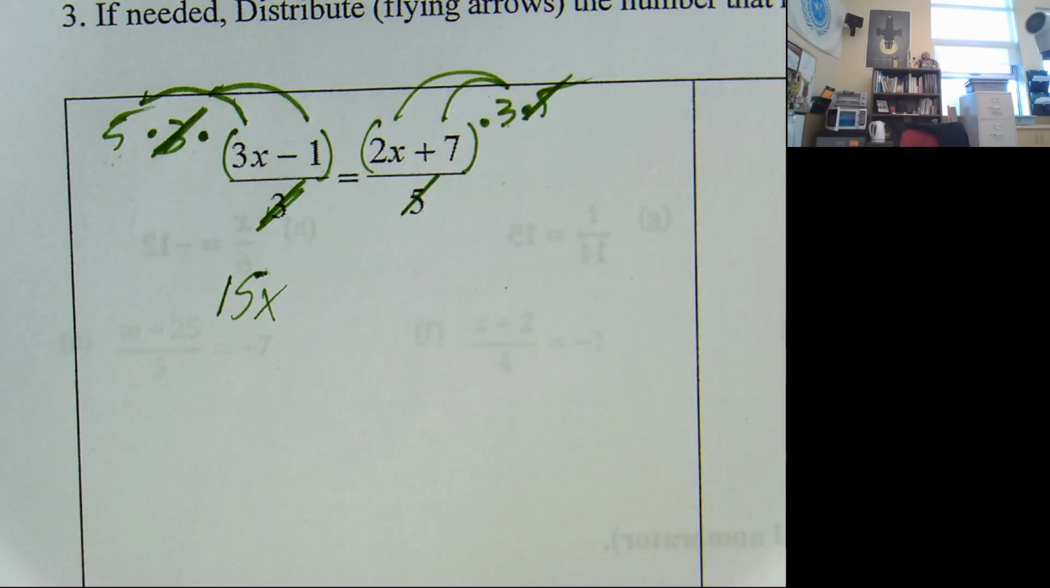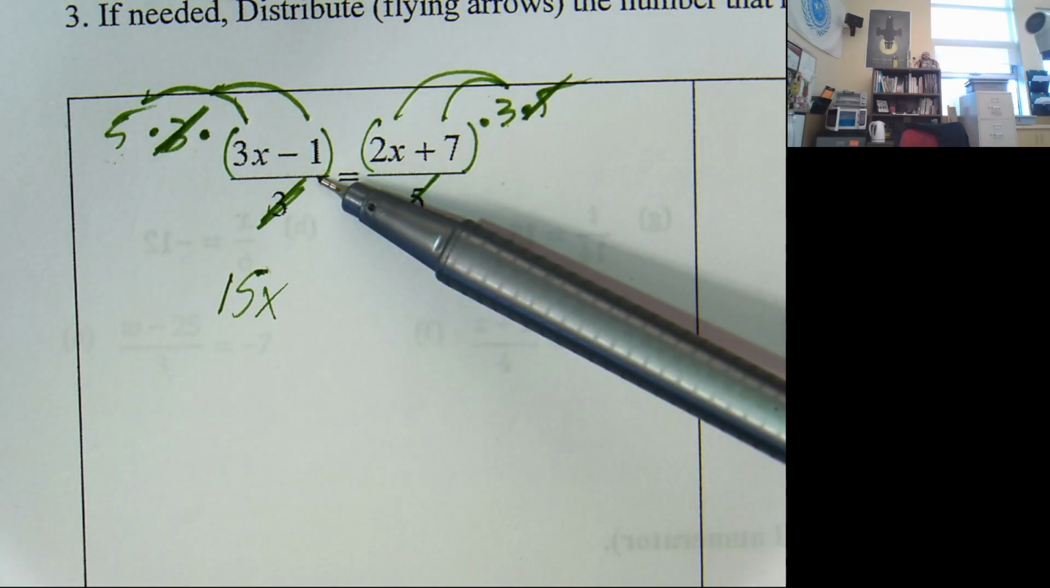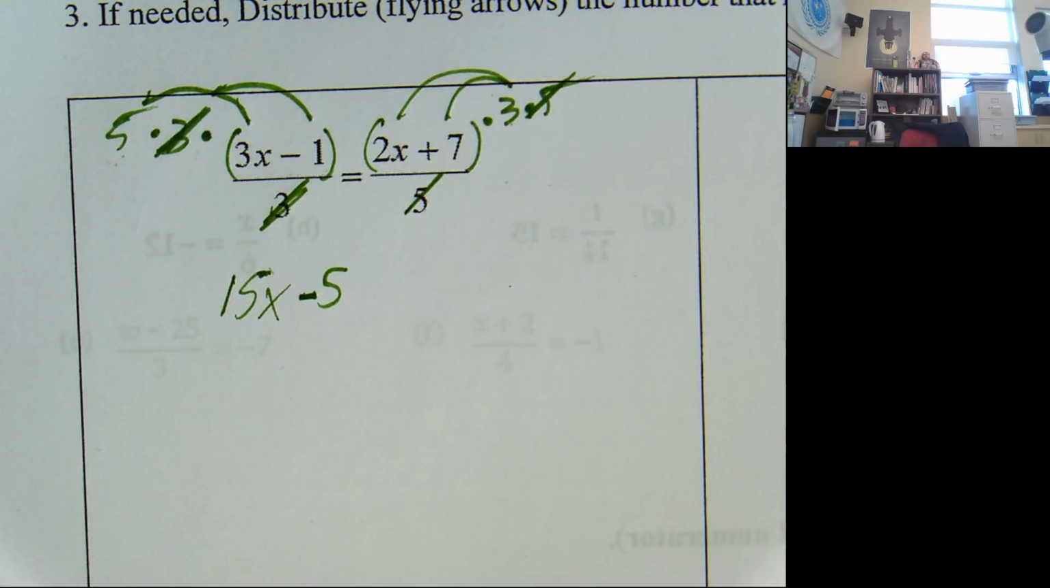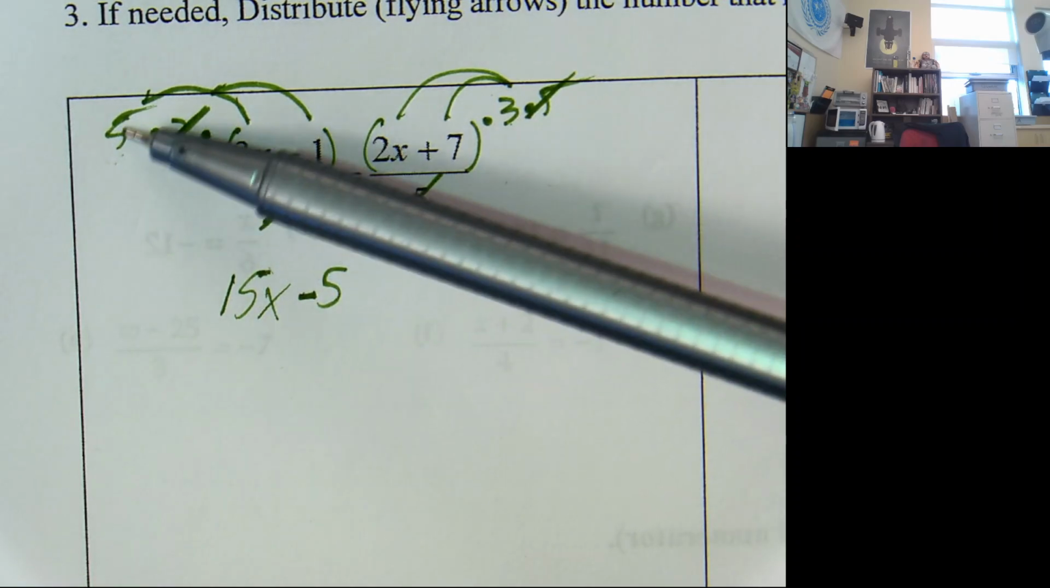This is where I made a mistake in the first class. 5 times negative 1 is negative 5. I did a fantastic job in the first class of demonstrating forgetting to distribute onto all of the terms. And then a bunch of hands went up. You forgot this piece. Yeah, you need to make sure that each piece here gets multiplied by what's outside.